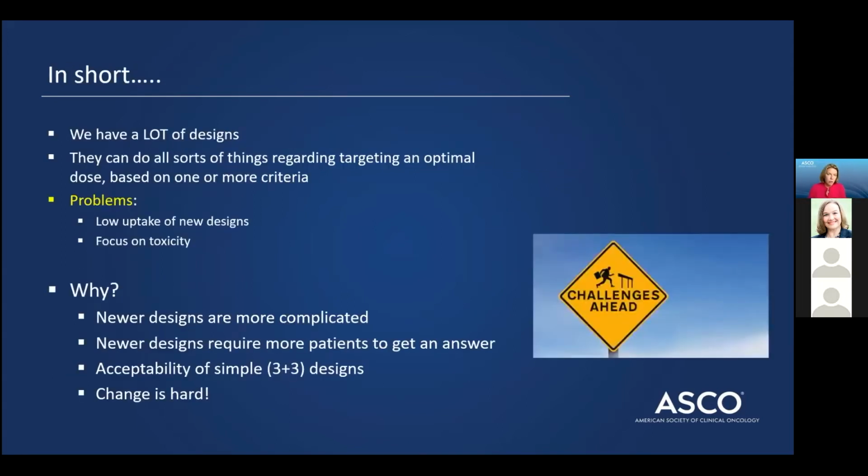Okay, so in short, we have a lot of designs. They can do all sorts of things regarding targeting an optimal dose based on one or more criteria. We do have a problem in the field that there's a low uptake of new designs, and we still have a focus on toxicity, even when we have good evidence from preclinical or other drugs in the same class to suggest that toxicity-based dose finding is not optimal.